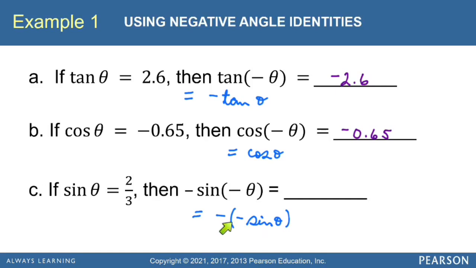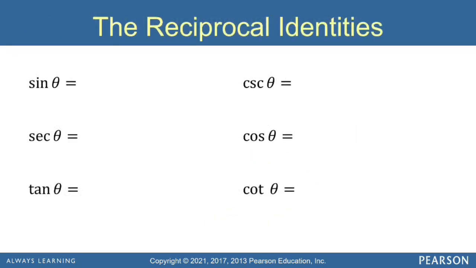And now that we've written it like this, you probably can see that negative times negative is going to make positive. So the answer here is really just the sine of theta, which we know already is 2/3. Okay, now let's take another look at the reciprocal identities.